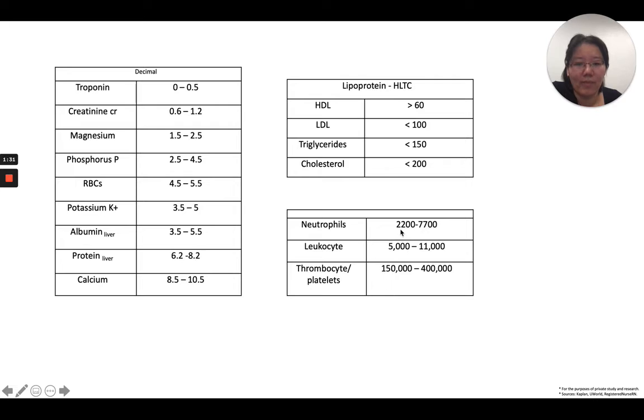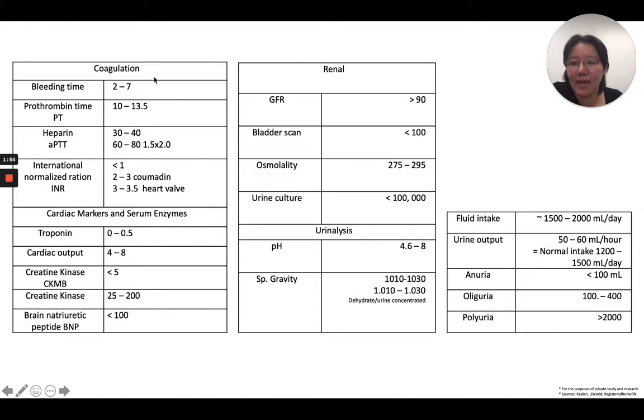Neutrophils, I remember by 2277, leukocytes, 511. But make sure you're aware of how many zeros are at the end, though I just remember the first number. Thrombocytes, platelets, I remember 150, 400, but then there are three zeros at the end. Again, coagulation, I organize like this. Yeah, so something like this.